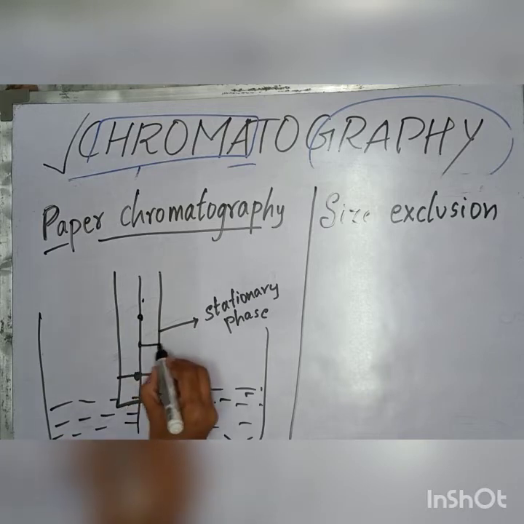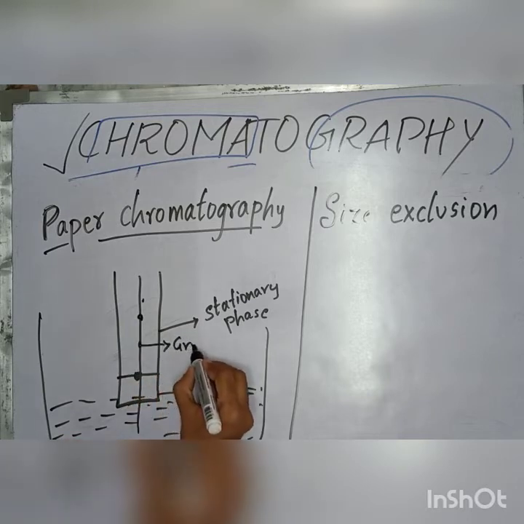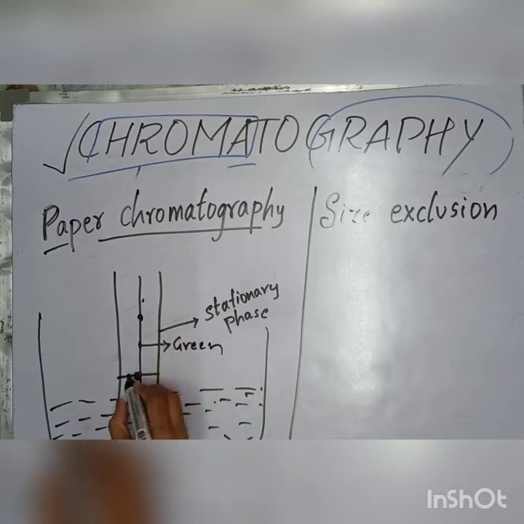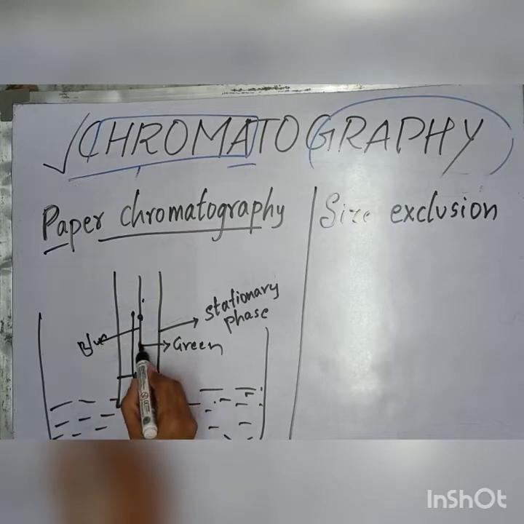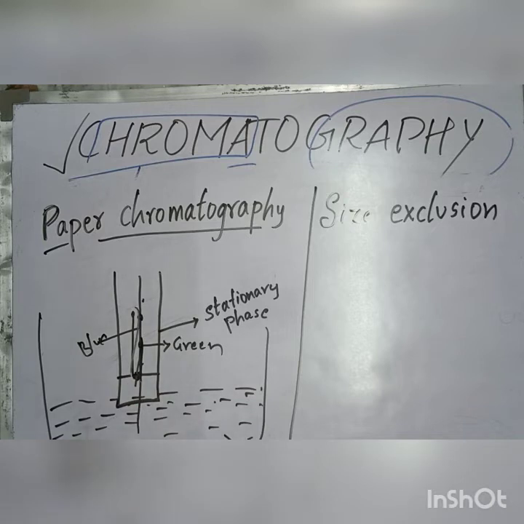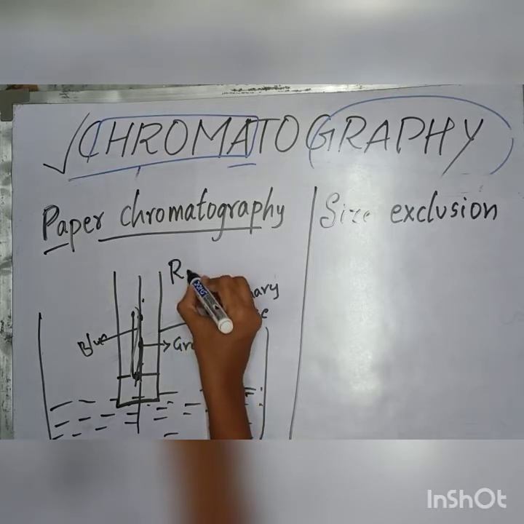Then suppose here we have achieved a green color, and here also one sample moved and it has achieved a blue color. Now what we'll do, we'll calculate the distance of this green pigment and this blue pigment, and we'll use one formula to calculate the RF value. So RF means retention factor.